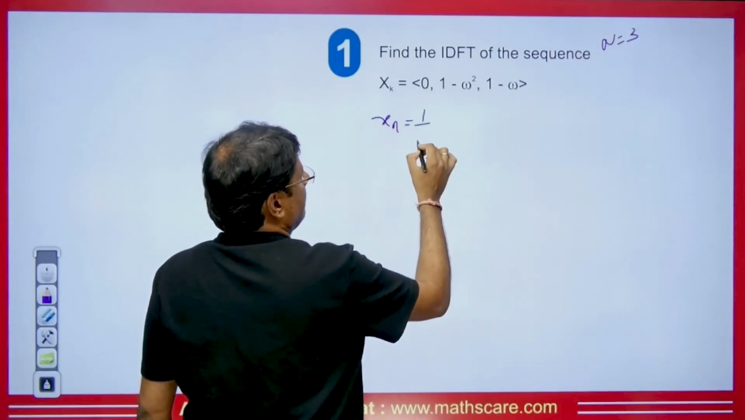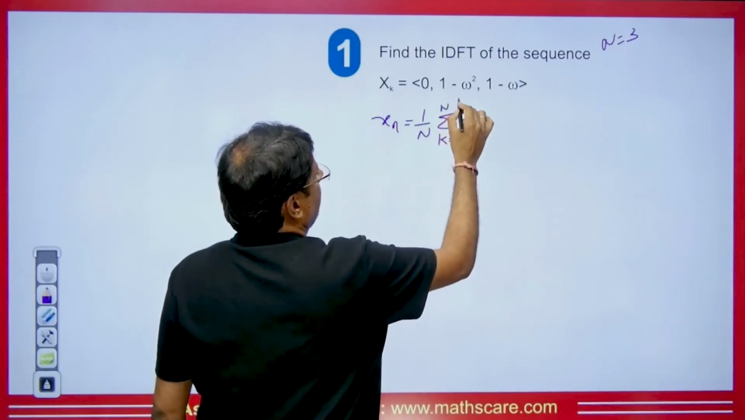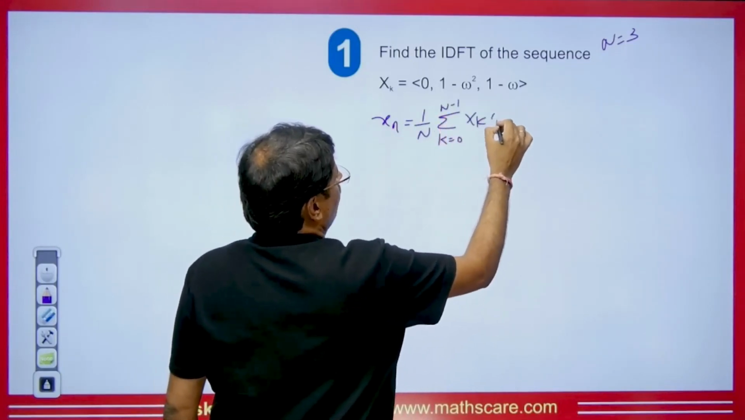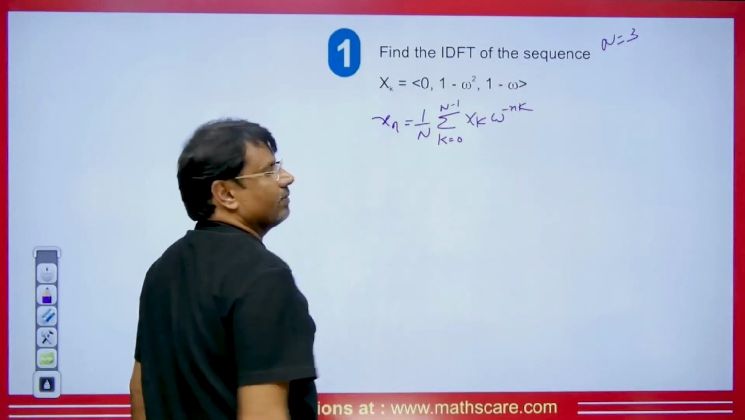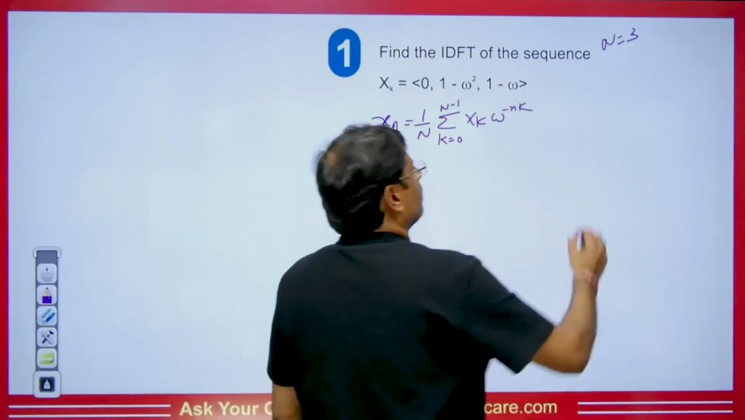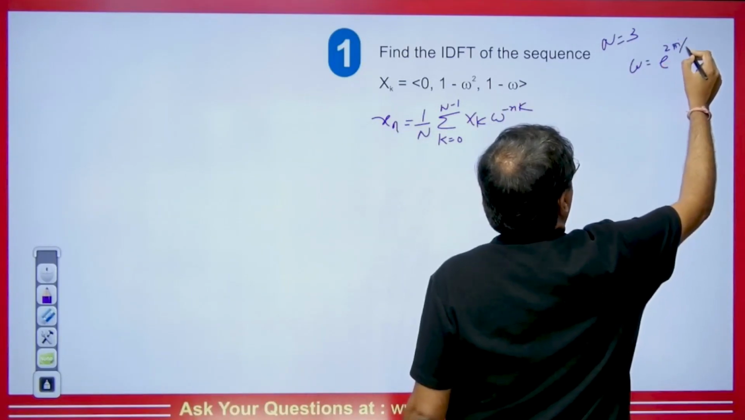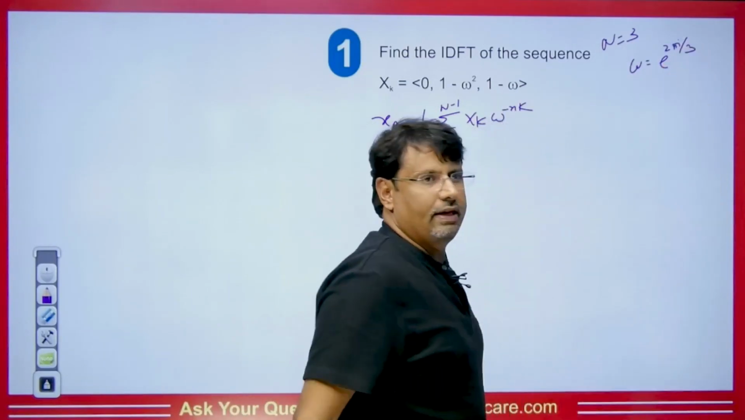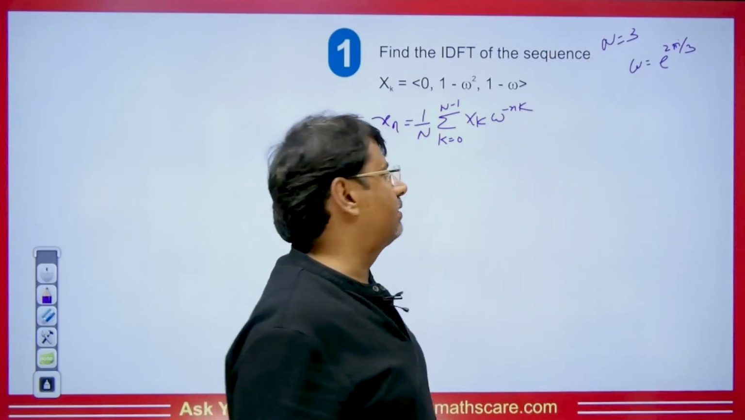To find the xn we will get 1 upon N here. Summation k is equal to 0 to N minus 1, Xk omega to the power minus nk. This is what we will get. And this omega, what is its value? E power 2 pi i upon capital N, that means it will become 3. Clear? Note that capital N comes in the denominator and in place of N we put 3.